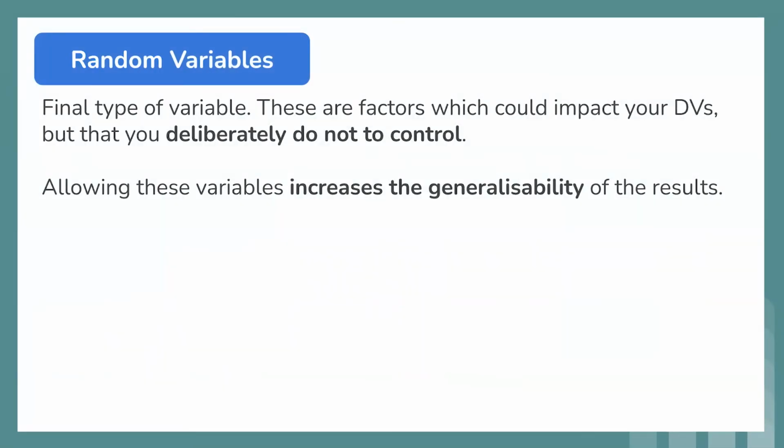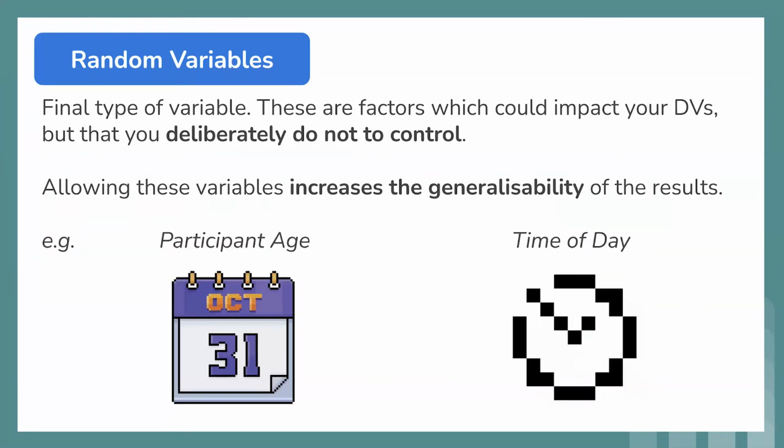The final type of variable to discuss are random variables. These are factors which could impact your dependent variables, but that you deliberately decide not to control. Allowing these variables increases the generalizability of the results. In this example, even though the participant's age could impact how quickly they could move the cursor and click on the target, by allowing a range of ages into our study, we can then say that the results of our study will apply to a range of age groups.